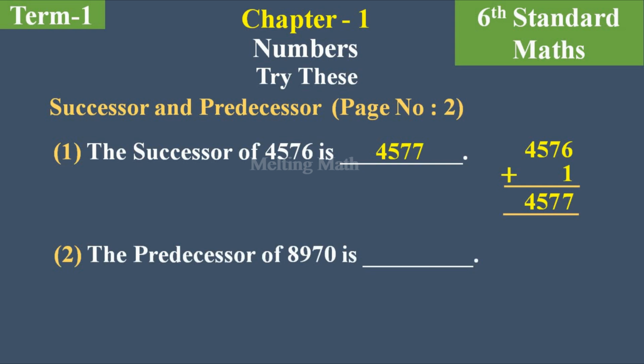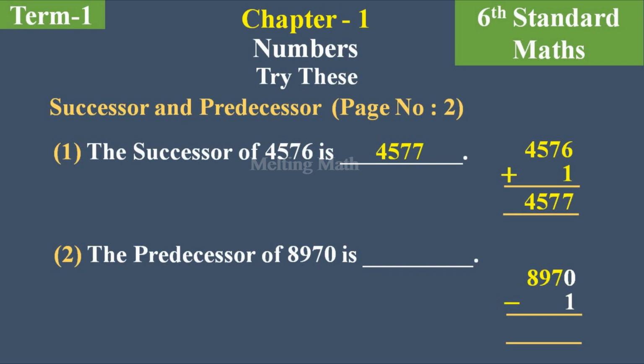Let's see the second one. The predecessor of 8970 is dash. So here they asked for the predecessor. Predecessor means we have to subtract 1 from the given number. So first write the given number, that is 8970. Then subtract 1. So 0 minus 1. When compared to 1, 0 is the smaller number, so we cannot subtract 1 from 0.